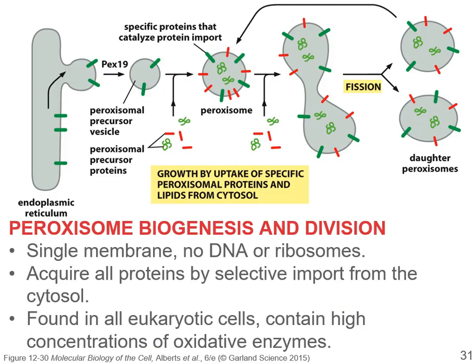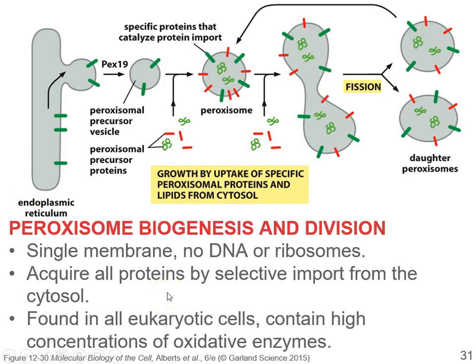Peroxisomes again grow by fission. So you'll have these vesicles that bud off from the ER and then import specific proteins that give these vesicles their identity as peroxisomes. So here they're not like mitochondria or chloroplasts.